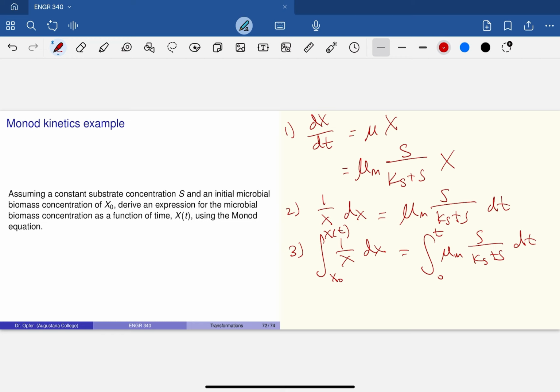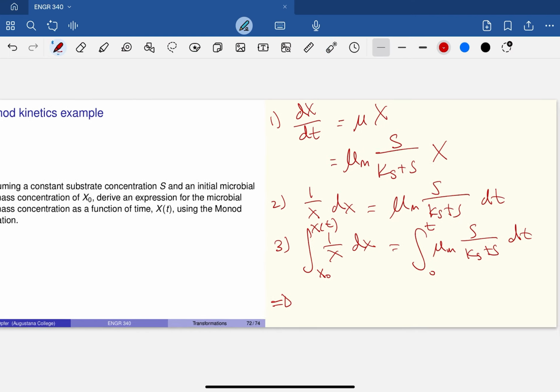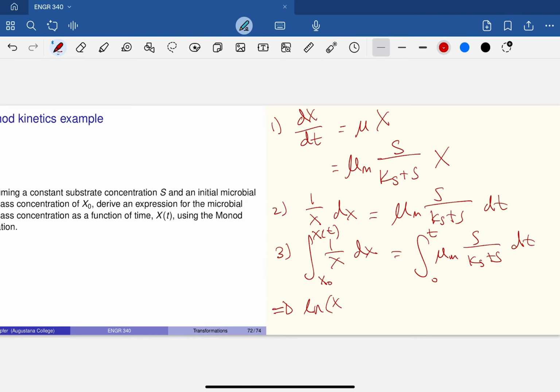Okay, and then what we find, I'm going to continue right here. The integral of 1 over X dX is just going to be natural log of X. Technically, it's the natural log of the absolute value, but since we're dealing with a concentration of biomass, we're never going to have a negative value, so we can just write that as natural log of X of t minus natural log of X naught is going to be equal to this constant times t. So mu m S over Ks plus S, and all of that is times t.